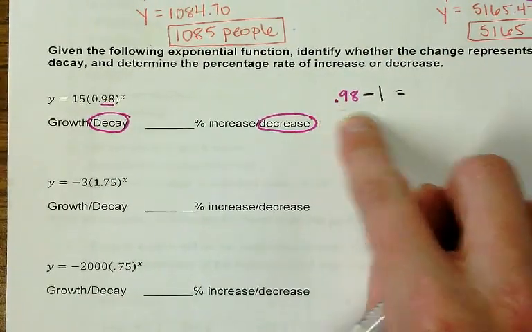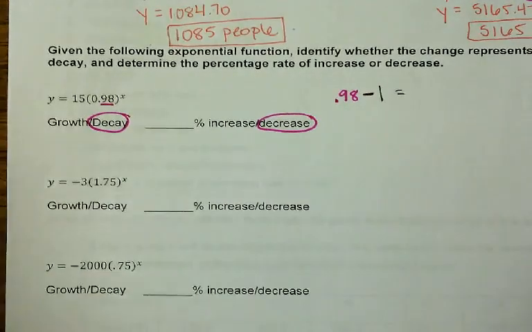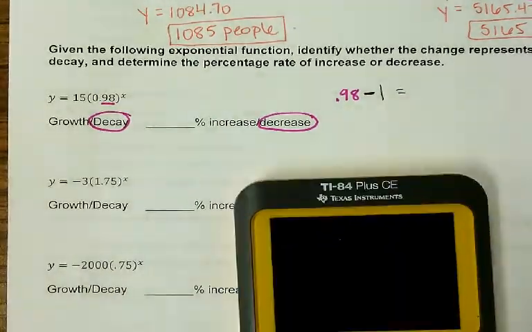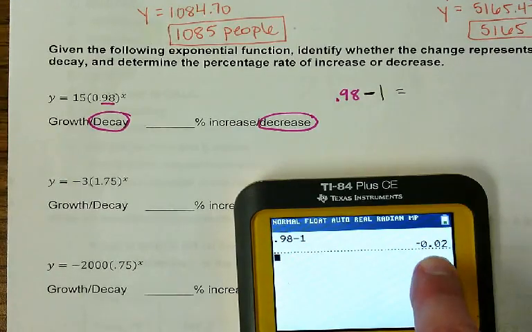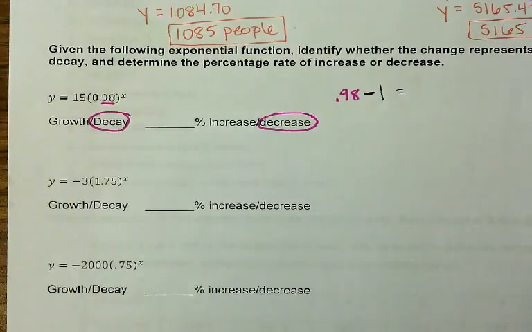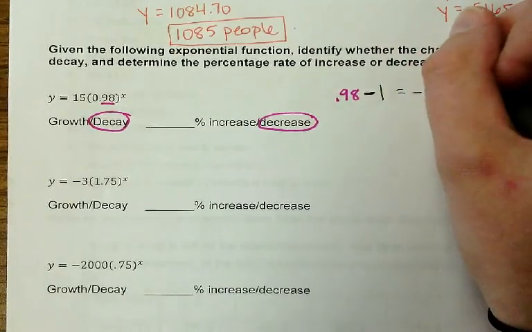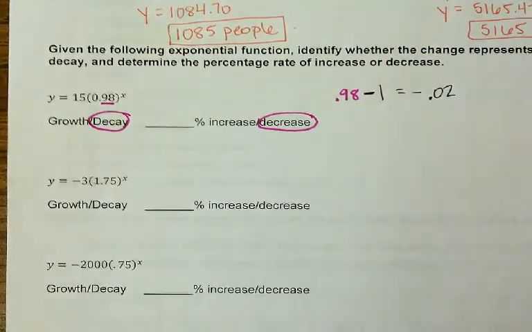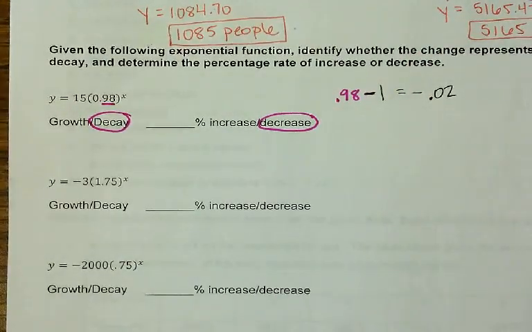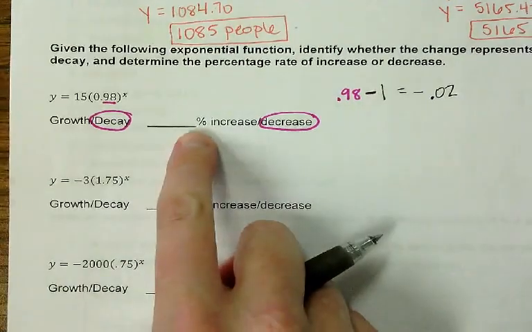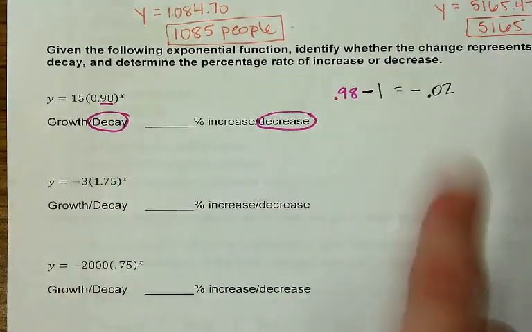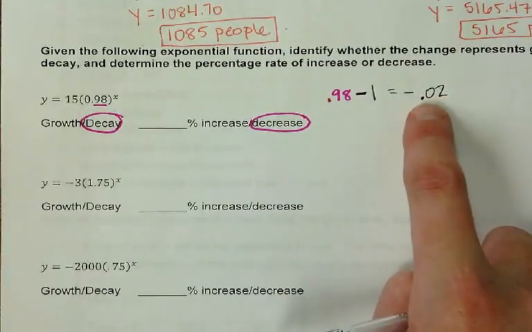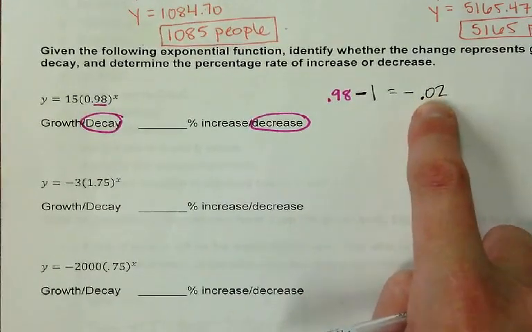It's a negative 0.02. So, guys, if it's a negative number, does that make sense because your rate is decreasing? Yes. But, guys, we want to know what is the percentage of decreasing. So now we're going to go the opposite way.